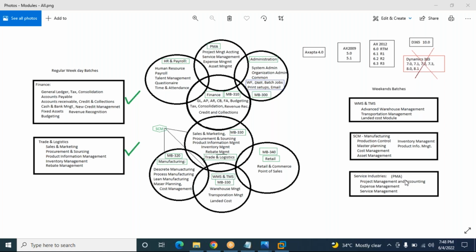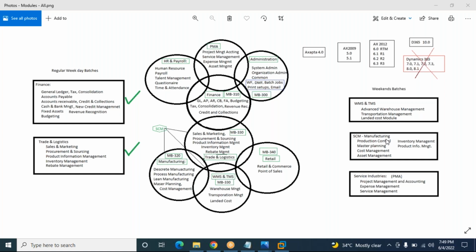Sometimes they ask about project accounting, project management accounting. This I'm not teaching much. People ask me about these a lot. One at a time, this one, after that this one, then this one. These are weekends only. This batch is already running. Is that separate? Means it's not included in this trade and logistics, right? No, it will not be.